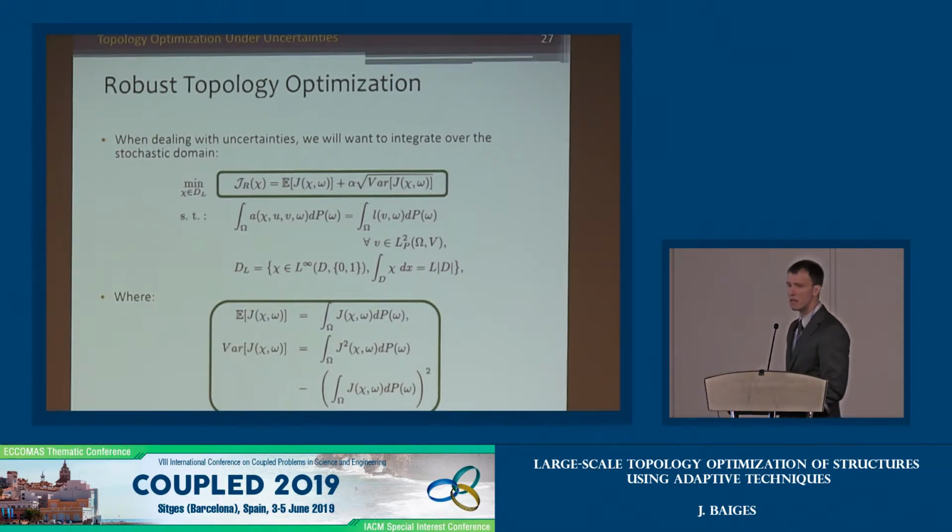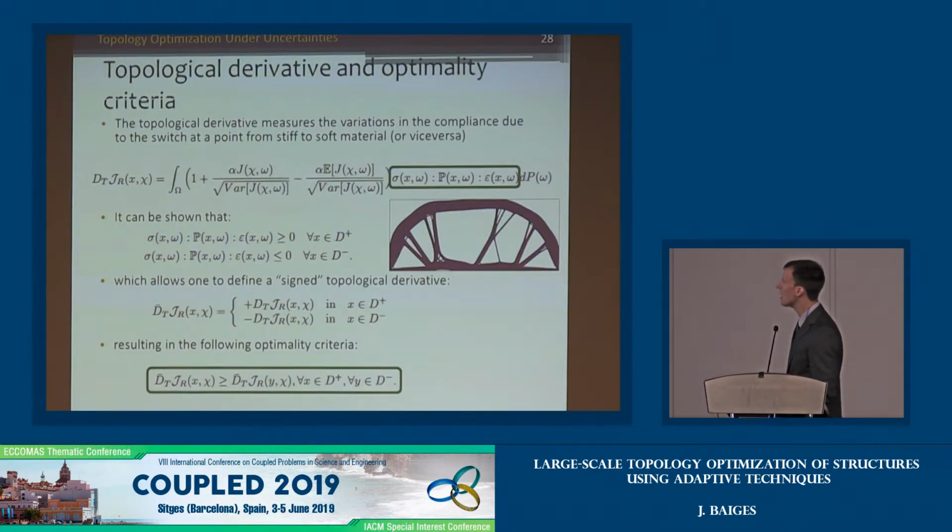But the important point here is that computing and minimizing this mean value of the compliance and its variance will involve an integral over the complete probabilistic space. And this, of course, is going to make things much more expensive from the computational point of view. So this is the problem that we want to solve, and now I'm going to explain which are the ingredients that we have been using in order to solve it.